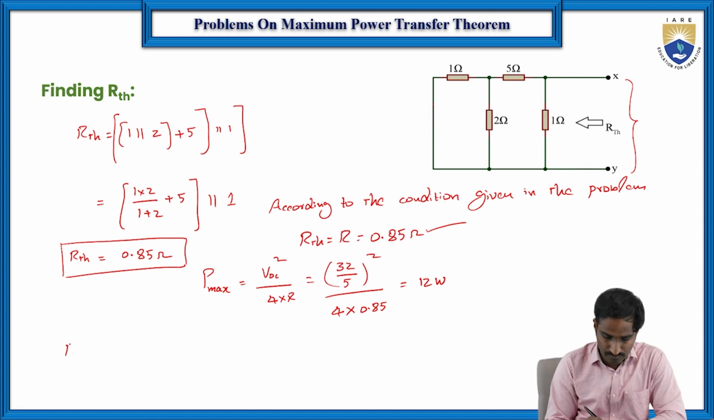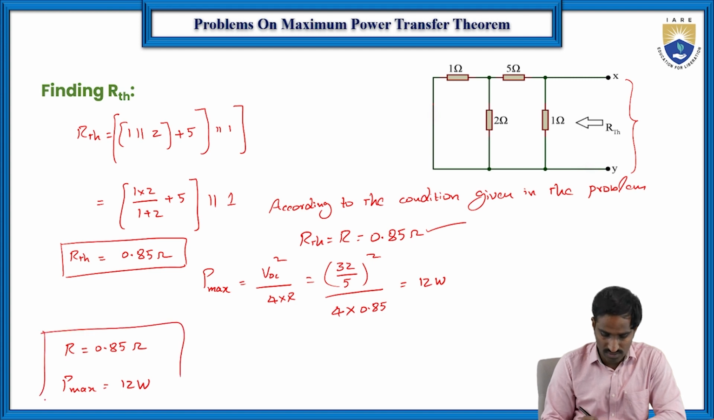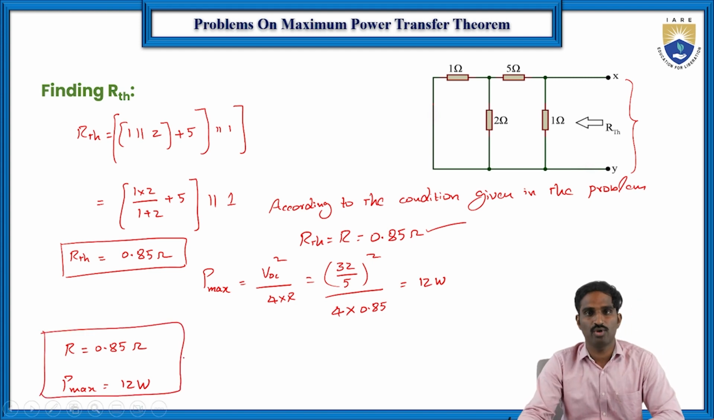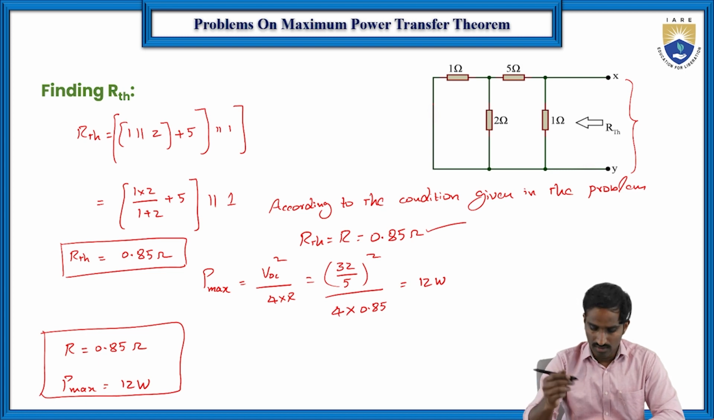Here R is equal to 0.85 ohms, and P maximum is equal to 12 watts. So this is the answer for the given problem. Okay, then we will go for the next problem.